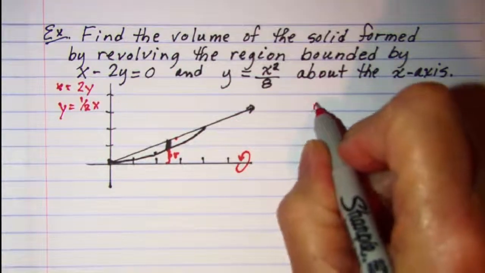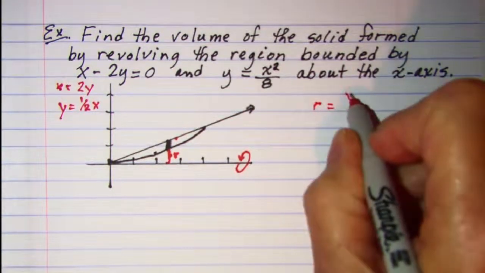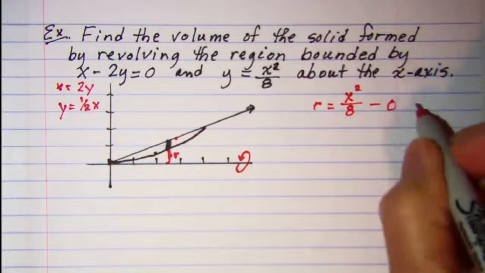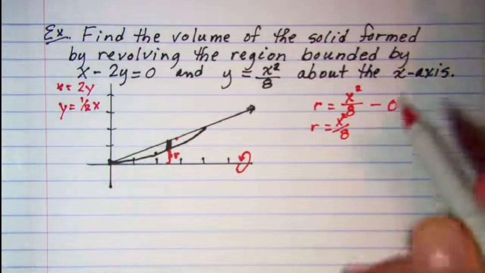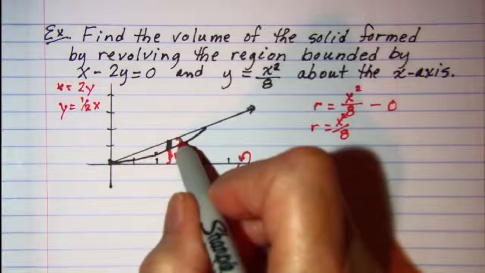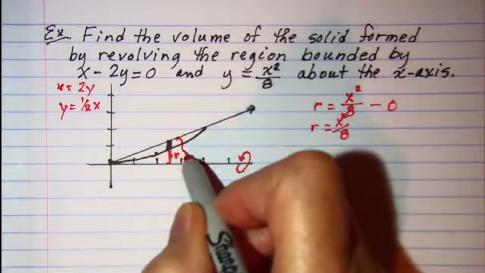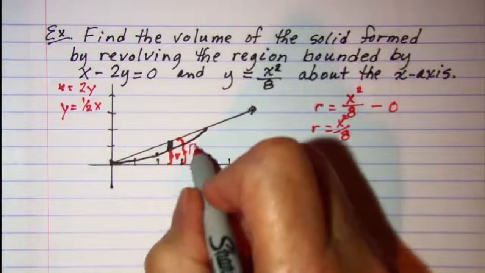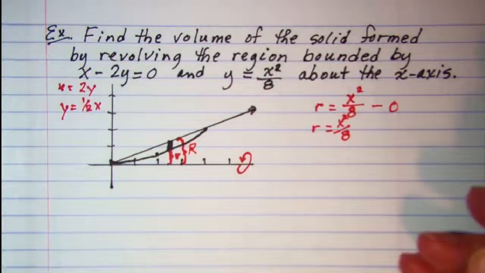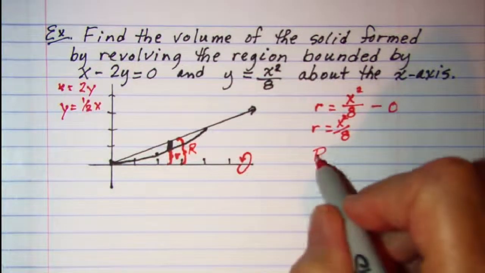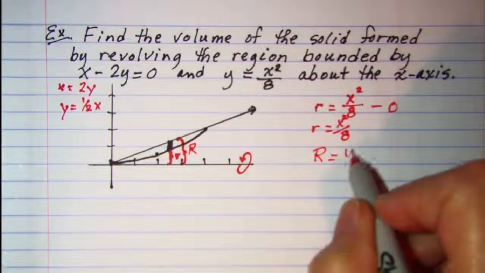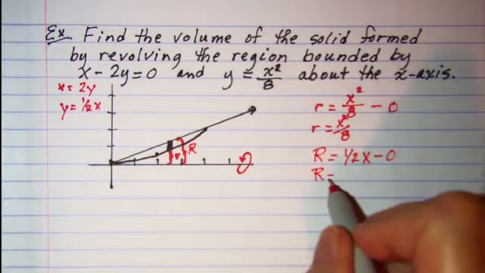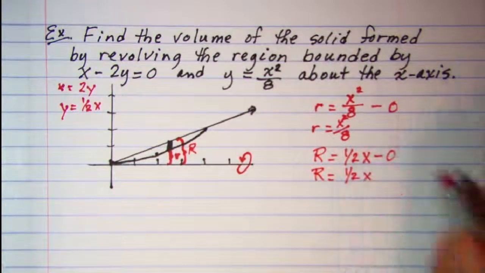So my little r will be x squared over 8 minus 0. And then my capital R will be from here down to my axis of revolution. So this is capital R. And it will be 1/2 x minus 0, which is 1/2 x.